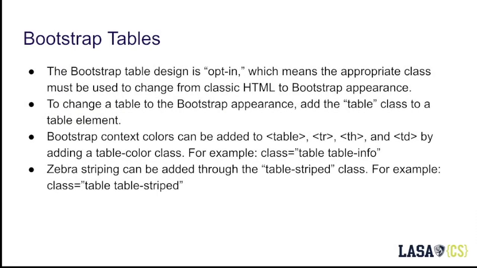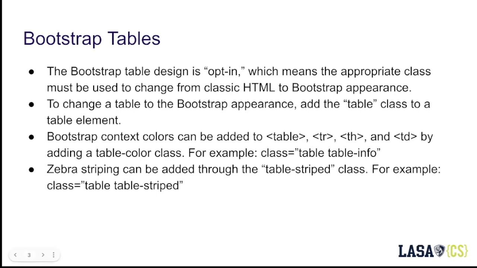The Bootstrap table design is opt-in, which means that the appropriate class must be used to change from classic HTML look to Bootstrap appearance. To change a table to the Bootstrap appearance, add the table class to a table element. Bootstrap context colors can be added to table row, table head, and table data elements by adding the table color class. For example, table-info or table-warning or table-primary.